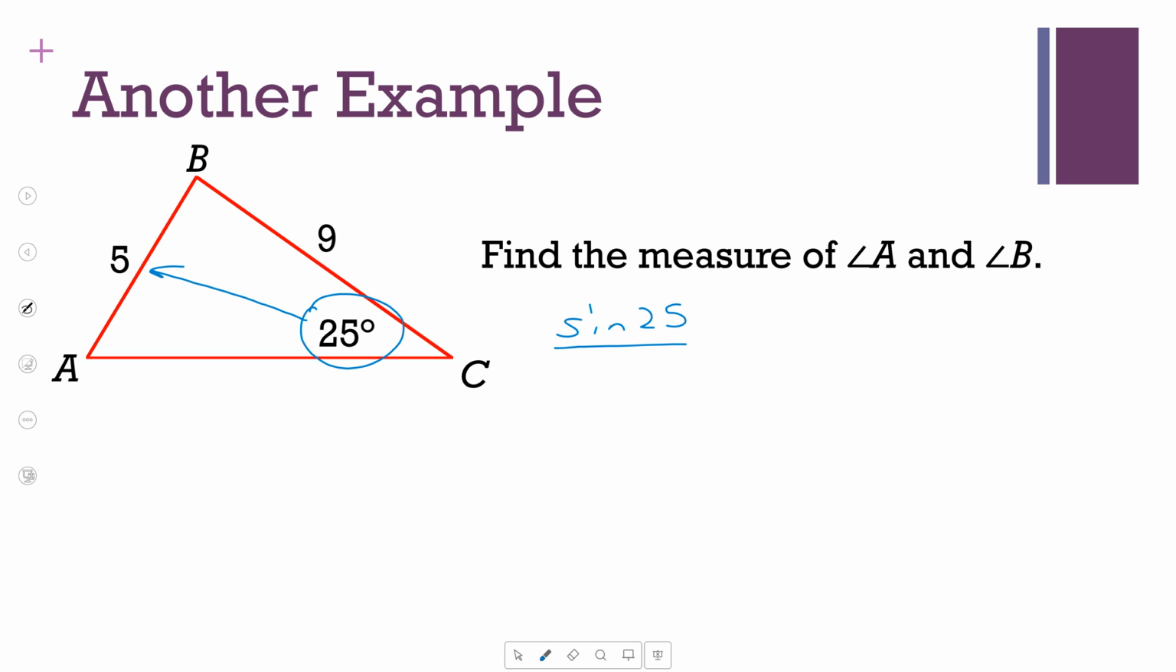Sine of an angle over the side opposite that angle is equal to sine of the angle over the side opposite that angle. Exact same setup, solving for something different. Go ahead, solve it. And yes, you will need to do an inverse sine at some point in time.